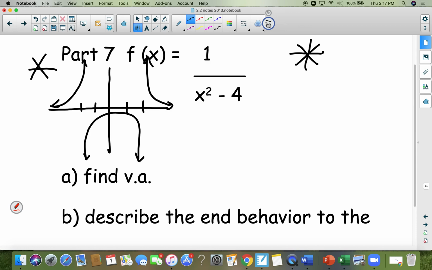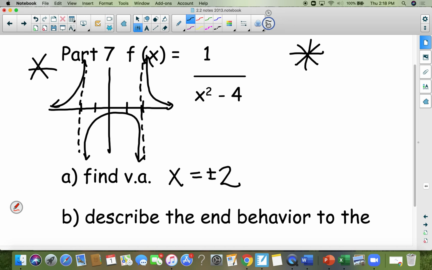So, they want you to find the vertical asymptotes. Well, vertical asymptote starts with the letter x. Don't forget the letter x on the test. X equals 2 and negative 2 is there. You could just do plus or minus 2 if you want to. And when you want to draw them in there, you might as well put them in there. Describe the end behavior to the right and left of each vertical asymptote.